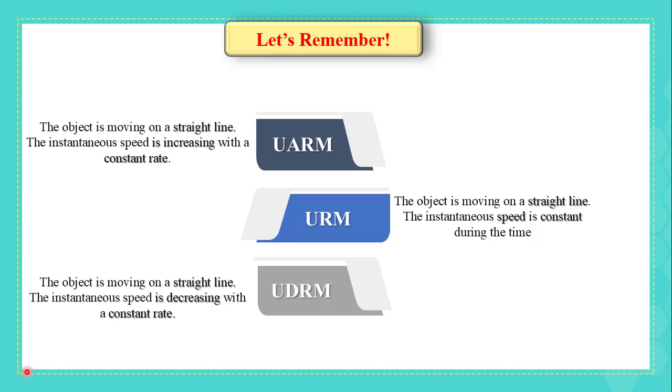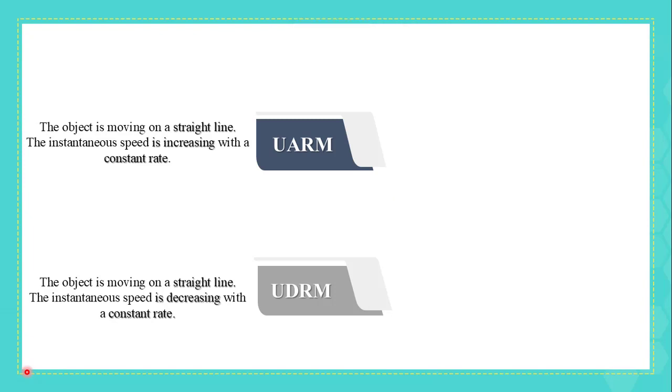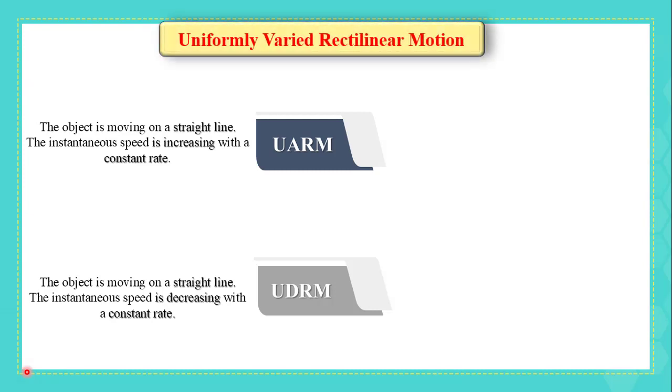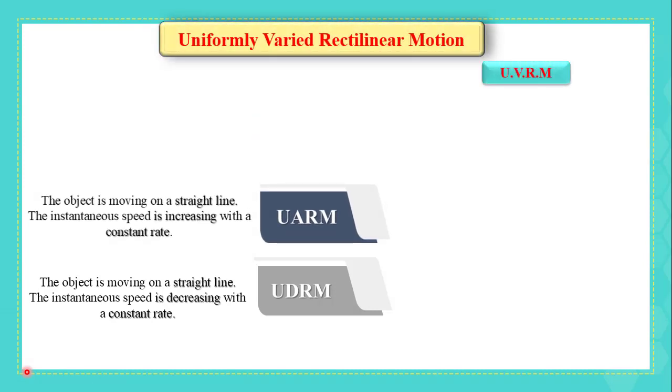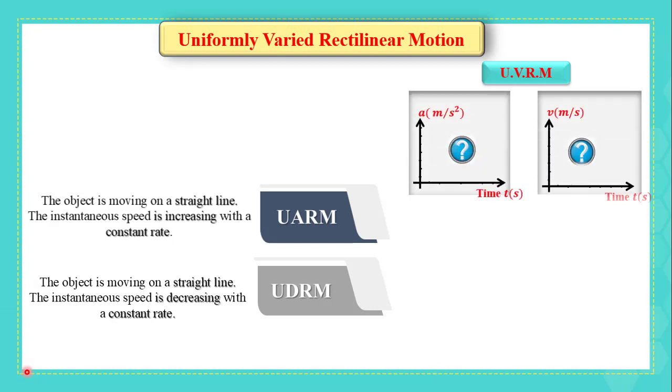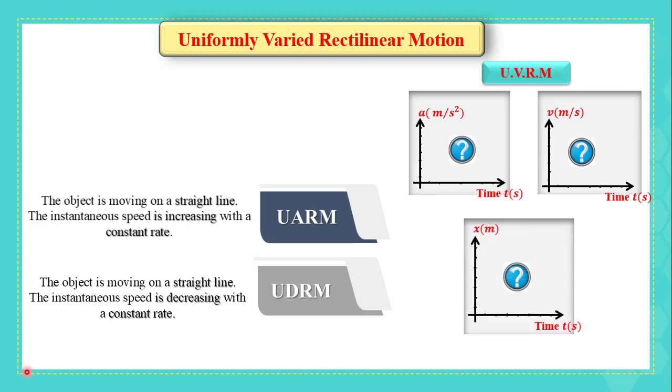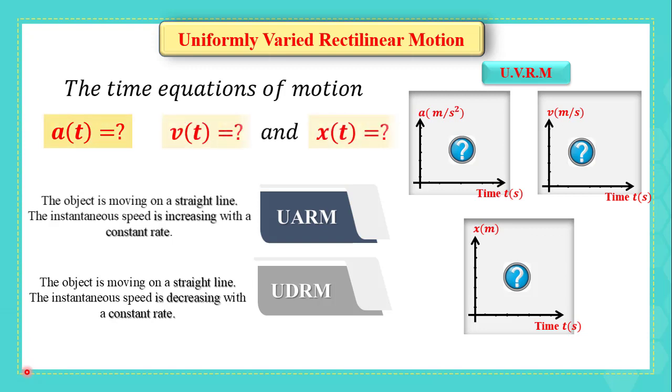Now let's move to the case of uniform varied rectilinear motion, where the object moves along a straight path, but its speed varies with a constant rate. To achieve our objective, we are interested in plotting the AT, the VT, and the XT curves for uniform varied rectilinear motion, then deduce the time equations of motion: a as a function of t, v as a function of t, and x as a function of t.